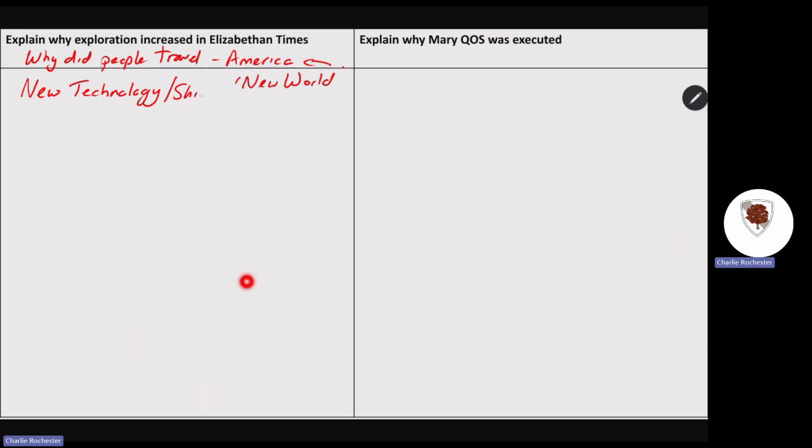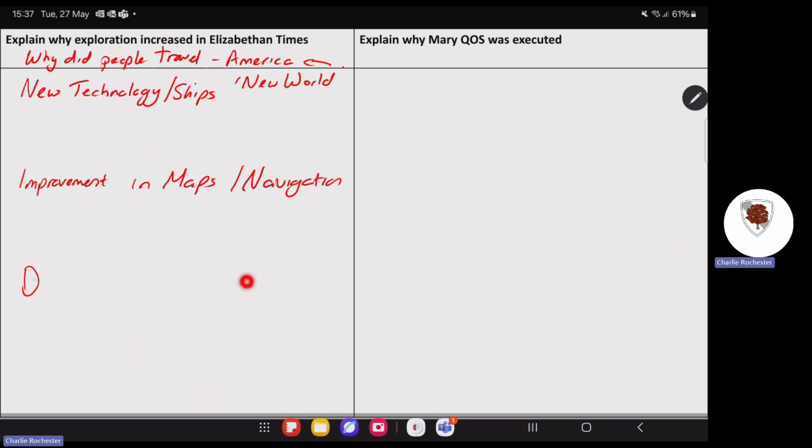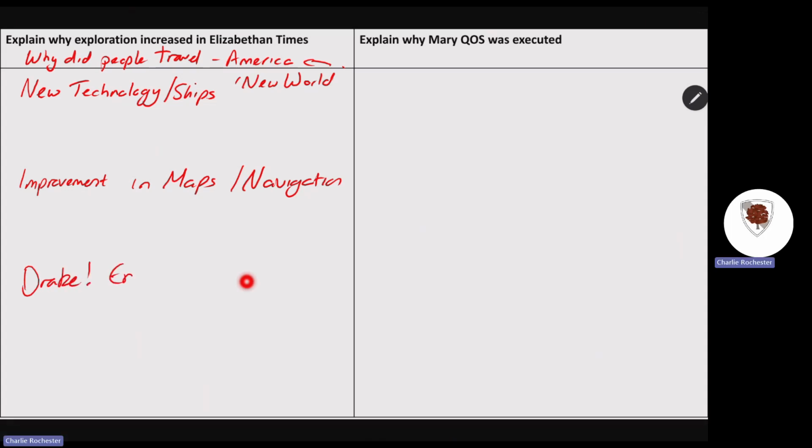And there's three very clear reasons: new technology in ships. We've got improvement in maps and navigation. And we've also got Drake, who encouraged people to copy him because of his success. That's about as far as I'll go with that one. But before the exam, I'm more than happy to answer questions on that one. It's, again, important that we know it, but I think that's an area that we would remember quite substantially based on what we've done previously.